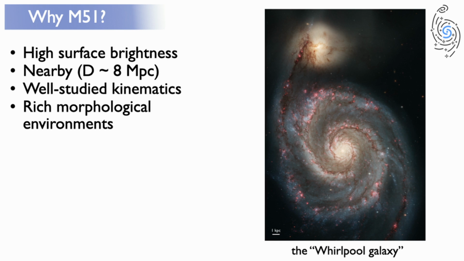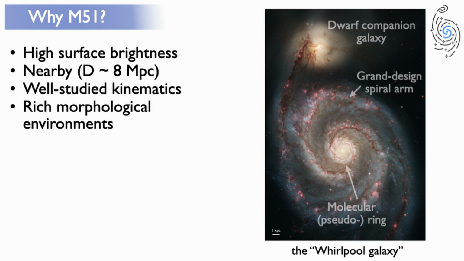Then if we start from outside to inside, we have the dwarf companion galaxy, which impacts the kinematics of the entire disk, even in the central region. Then we have the two spiral arms, which come together in the center of the galaxy, forming a pseudo-molecular ring. And within the molecular ring, we have a nuclear bar. And in the very center of the galaxy, we have an AGN and an outflow.